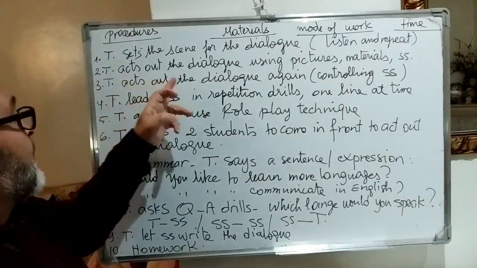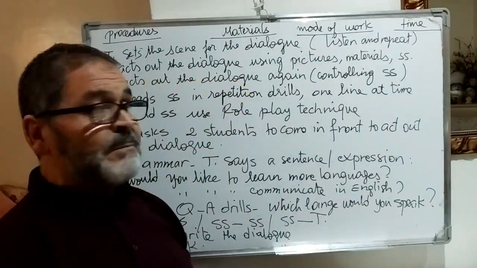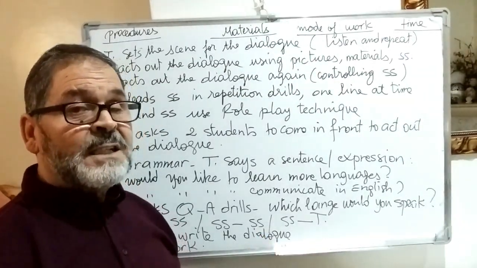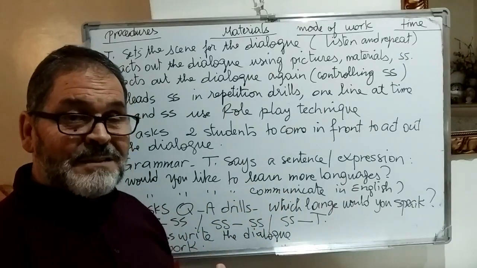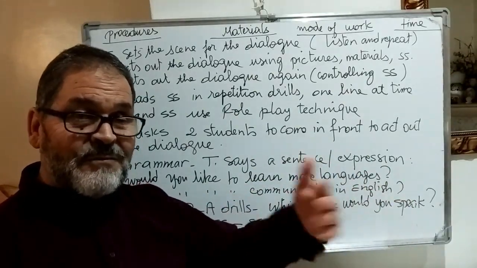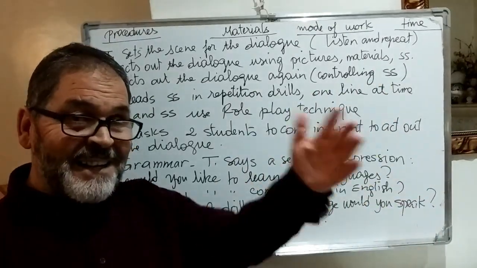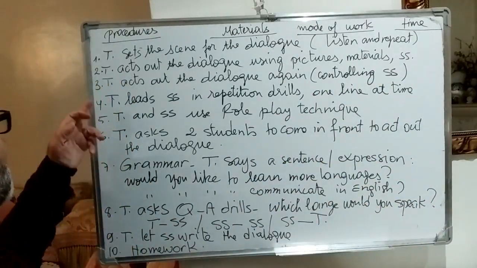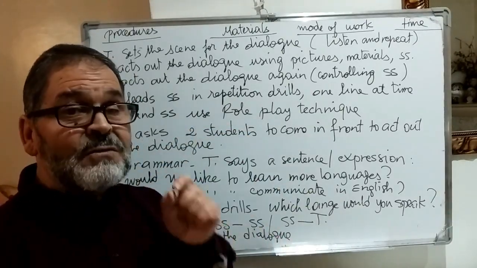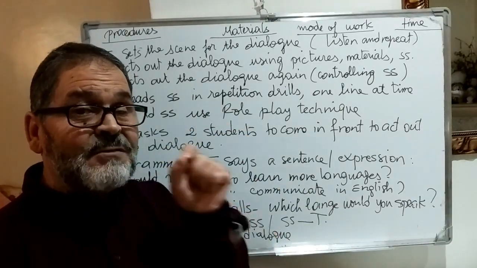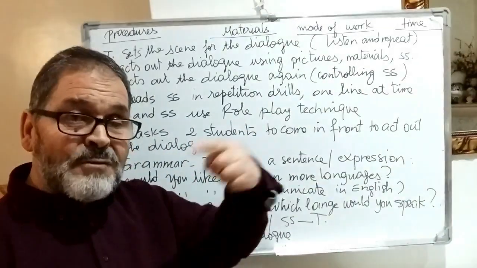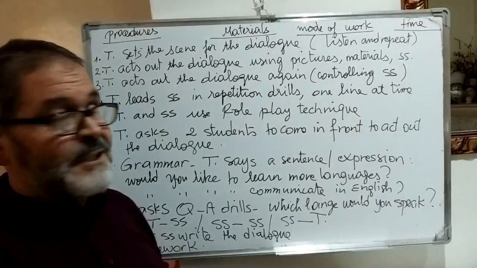Teacher acts out the dialogue using pictures, materials, or students. Sometimes it depends on the activities. Sometimes we use students. For example, like comparative superlative, we choose 3 or 4 students, and we compare age and so on. And number 3, teacher acts out the dialogue again, controlling students to see if the students follow the sentences or the fragments that we are saying in the classroom.